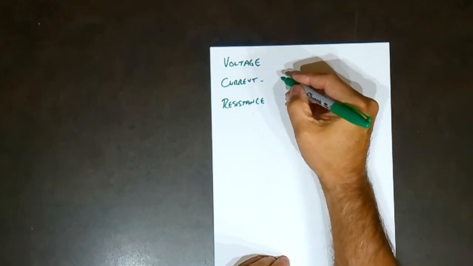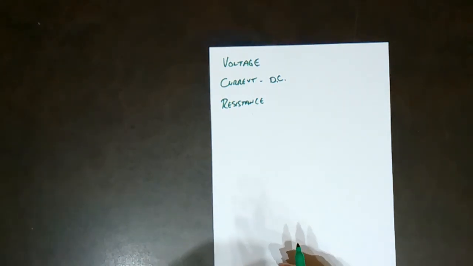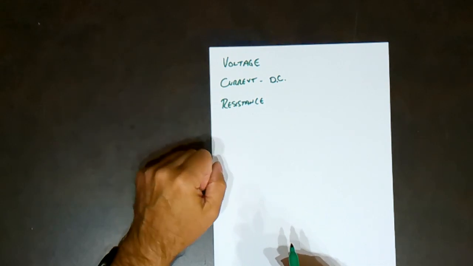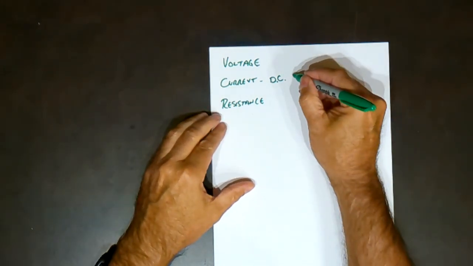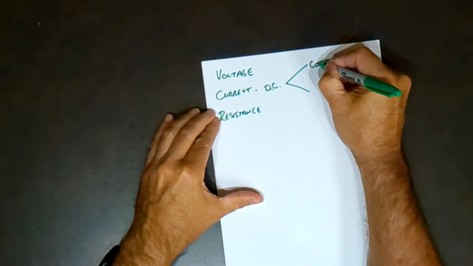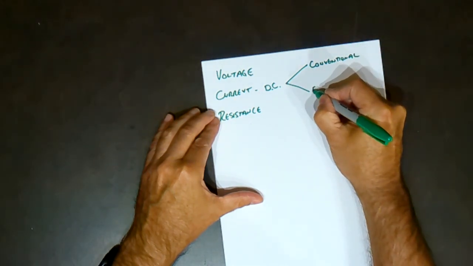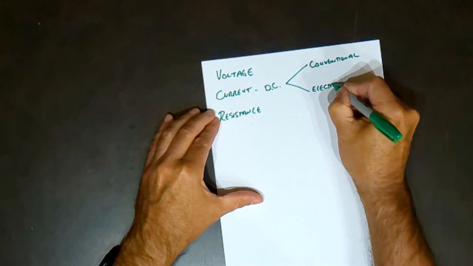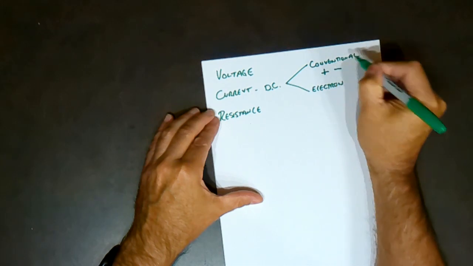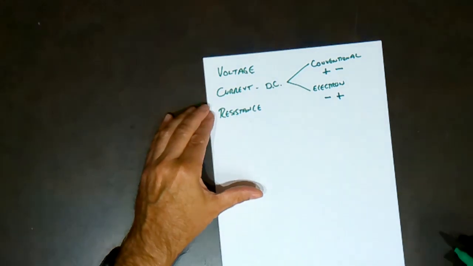So remember, we're studying DC current, so DC stands for direct current, which means current is flowing in one direction and one direction only. And there was two types of DC current. There was what we know as conventional and electron flow. So conventional is positive to negative, whereas electron flow is negative to positive.